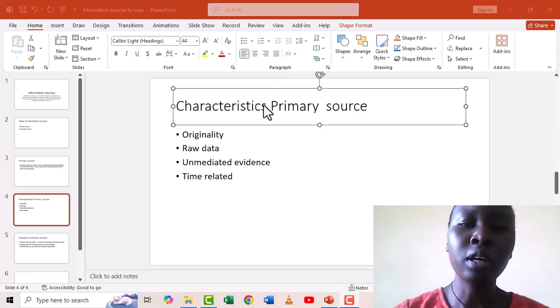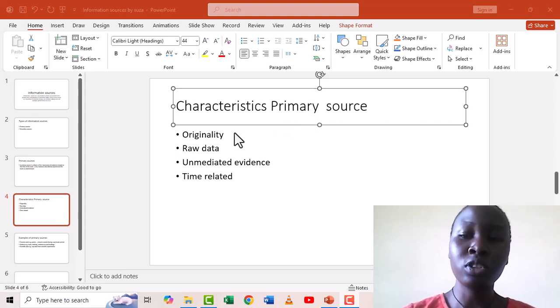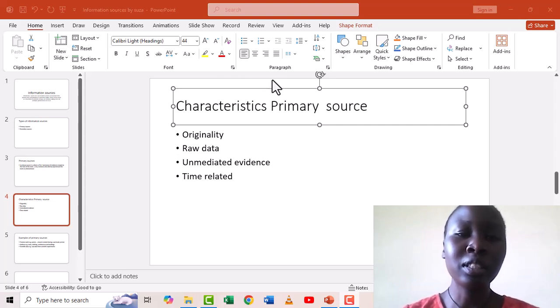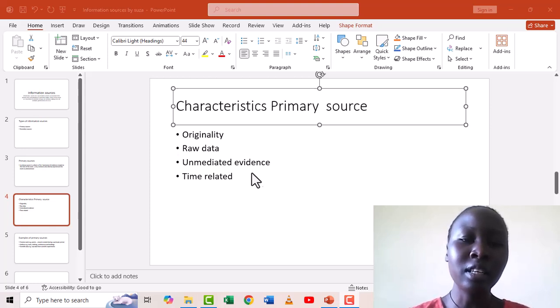Now we're going to talk about the characteristics of the primary source. First is originality. It means something which is original, not tampered with, unfiltered. The second characteristic is that it's raw data, gotten firsthand from the field. That means it's also similar to originality, it's also not tampered with. Another characteristic is unmediated evidence. Then the last one is that it's time related. That means it's recorded at the time when something happened. For example, the colonial time or the rebellions which were recorded during that time. That's an example of a primary source.